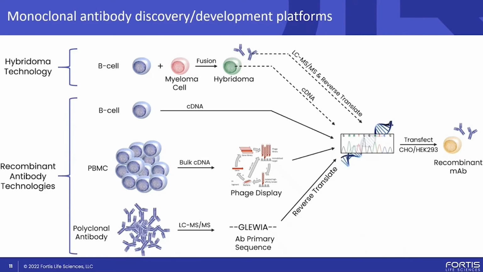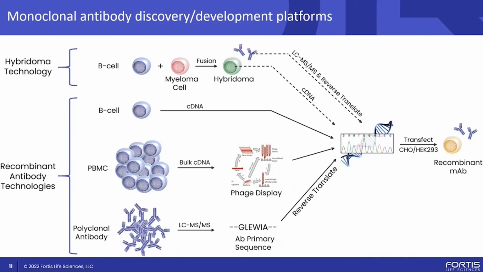We have single B cell technologies, where the sequence encoding the VH and VL is directly cloned out of a single B cell. We also have phage display, which is generally performed on bulk B cell or peripheral blood mononuclear cell preps. And we can get the sequence of specific clones out through that process.